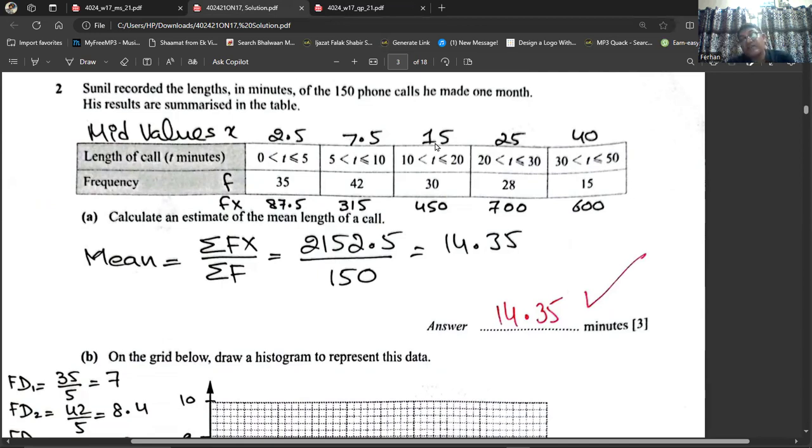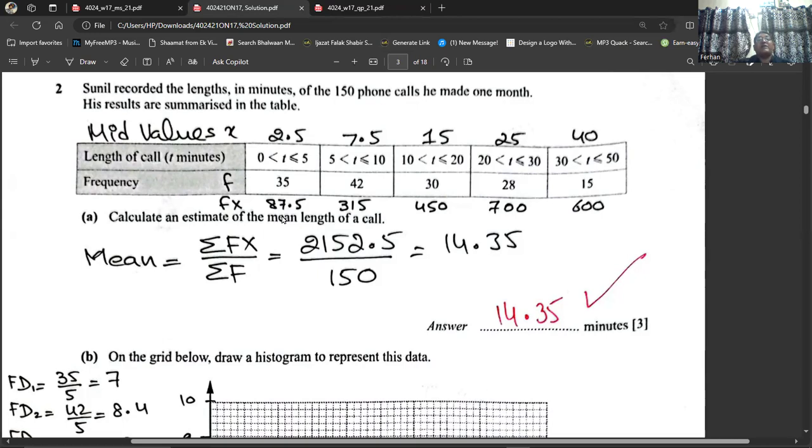Here 7.5. Here the mid value will be 15. Here the mid value will be 25. Here the mid value will be 40. You add the boundaries, and whatever the answer comes, you divide it by 2. So this is x. This is the frequency: 35, 42, 30, 28, 15. You multiply the x and the f with each other, that gives you fx.